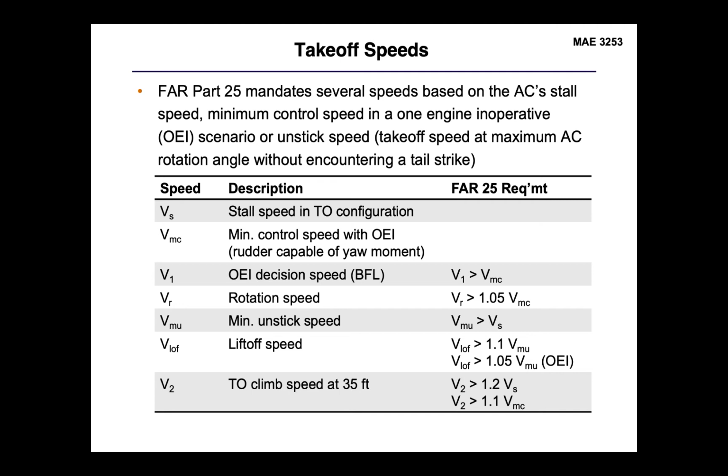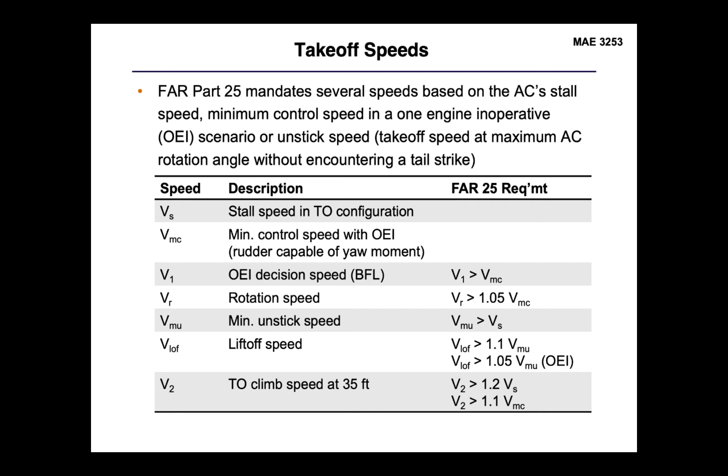Now, all these first are based upon the stall speed, and you'll see the stall speed is going to depend upon what type of configuration you're in. We're going to focus on takeoff right now, so we're going to assume that our aircraft is in a takeoff configuration. For any aircraft, you'll have a flap setting for your takeoff configuration to increase the overall lift coefficient as you're rolling down the runway.